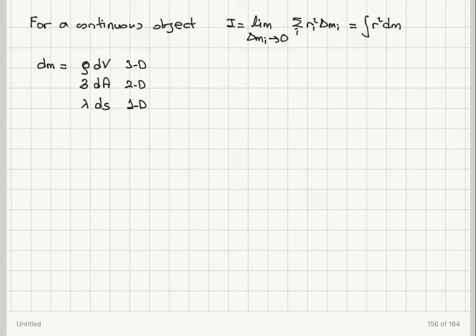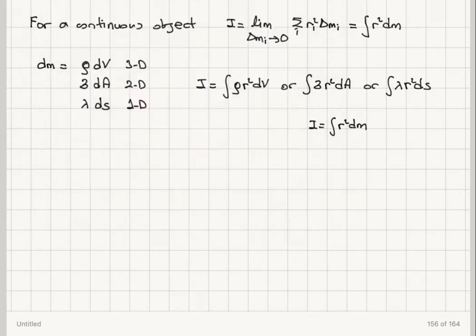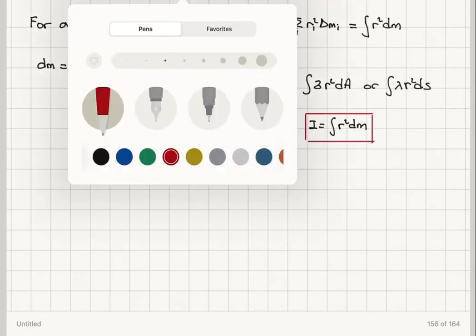So the moment of inertia is in one of these forms: rho r squared dV, or sigma r squared dA, or lambda r squared ds. In general we found that it's written in this form, r squared dm. It's the dm that changes depending on the dimensions of the continuous object of interest.